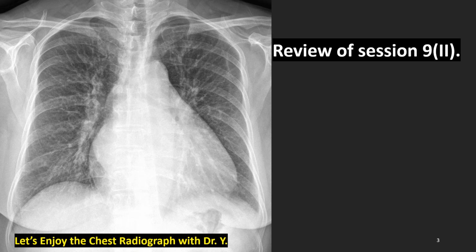Second case of session 9, congestive heart failure. Yes, this is cardiomegaly, big heart. Cephalization, vascular cuffing, interstitial edema, Kerley's B lines. What is this shadow? Carinal angle widening. Yes, this is left atrial enlargement from mitral valvular heart disease. Congestive heart failure from mitral valvular heart disease.